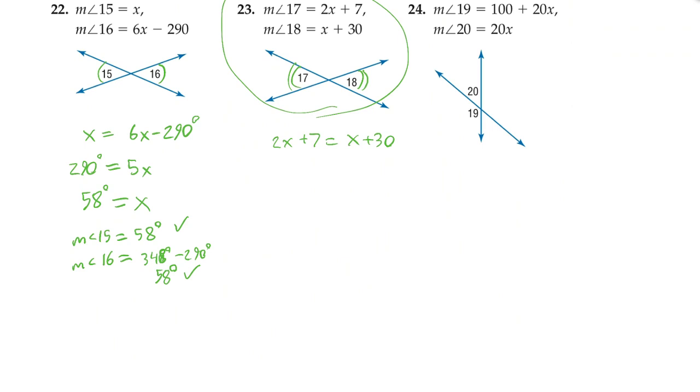Okay. So we set this one up on 23. We subtract the x from both sides. We subtract the 7 from both sides. Again, we don't stop there. We plug them back in. So the measure of angle 17 is 2 times 23, that's 46, plus 7. So that's 53 degrees.